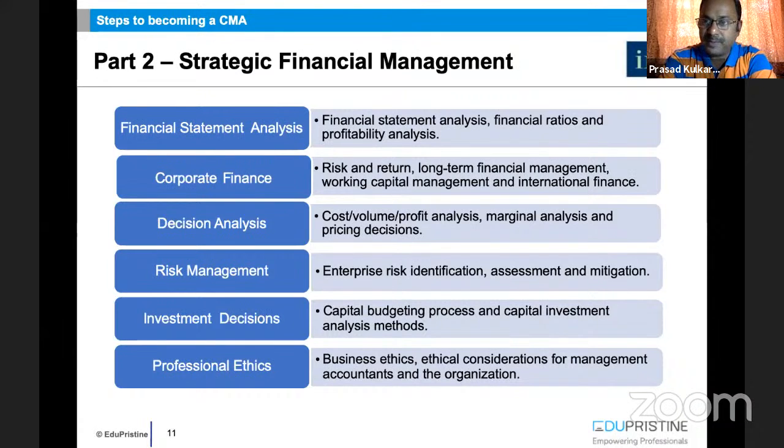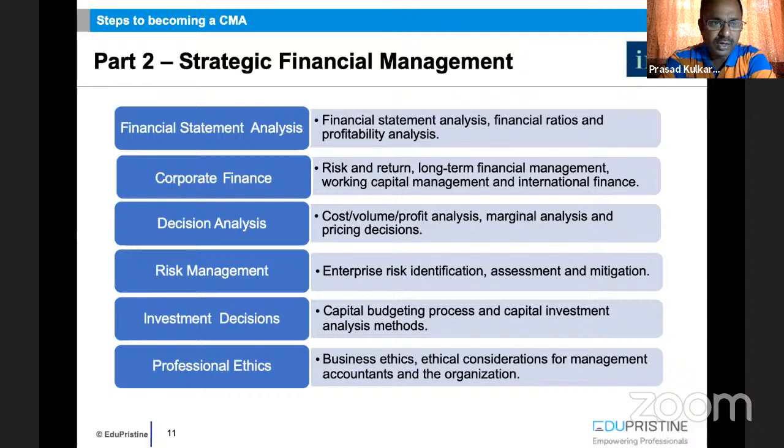And then professional ethics, again a theoretical subject. Business ethics, ethical considerations for the management accountant and the organization. This is a very important topic from our professional conduct point of view, professional as well as personal conduct. A CMA is now a representative of the profession at large, so his conduct also needs to be in sync with the organization and with the community at large. That's why ethics as a topic is very important from a professional point of view, and that is what you are going to represent, and what an organization or a CMA would be known for.